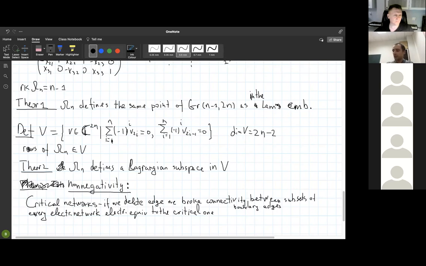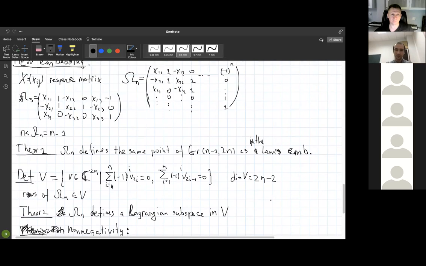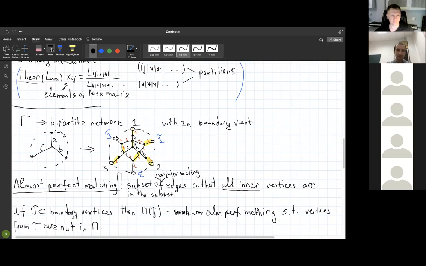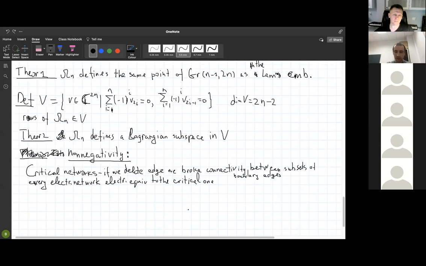There is some geometrical equivalent condition: if we take a medial graph, this medial graph should be lensless. There is a notion of medial graph, and it should be lensless. It means that there are no such lenses in this medial graph. So there is a nice geometrical equivalent condition for critical networks.